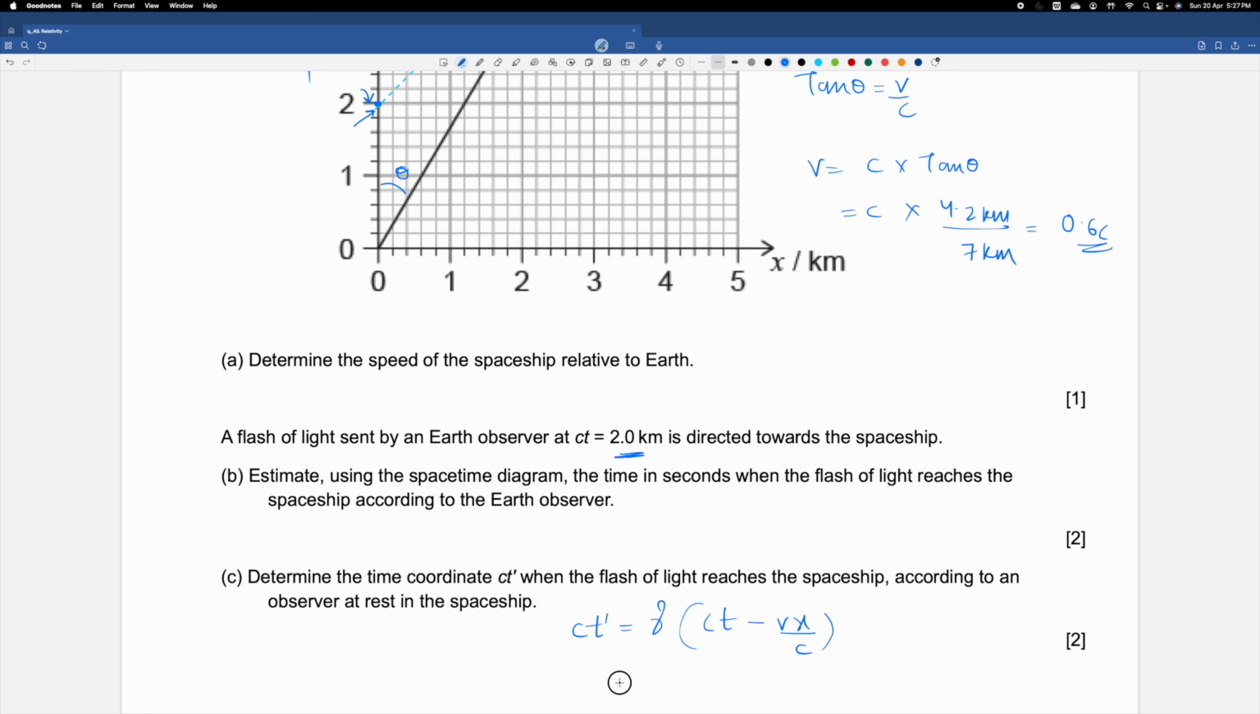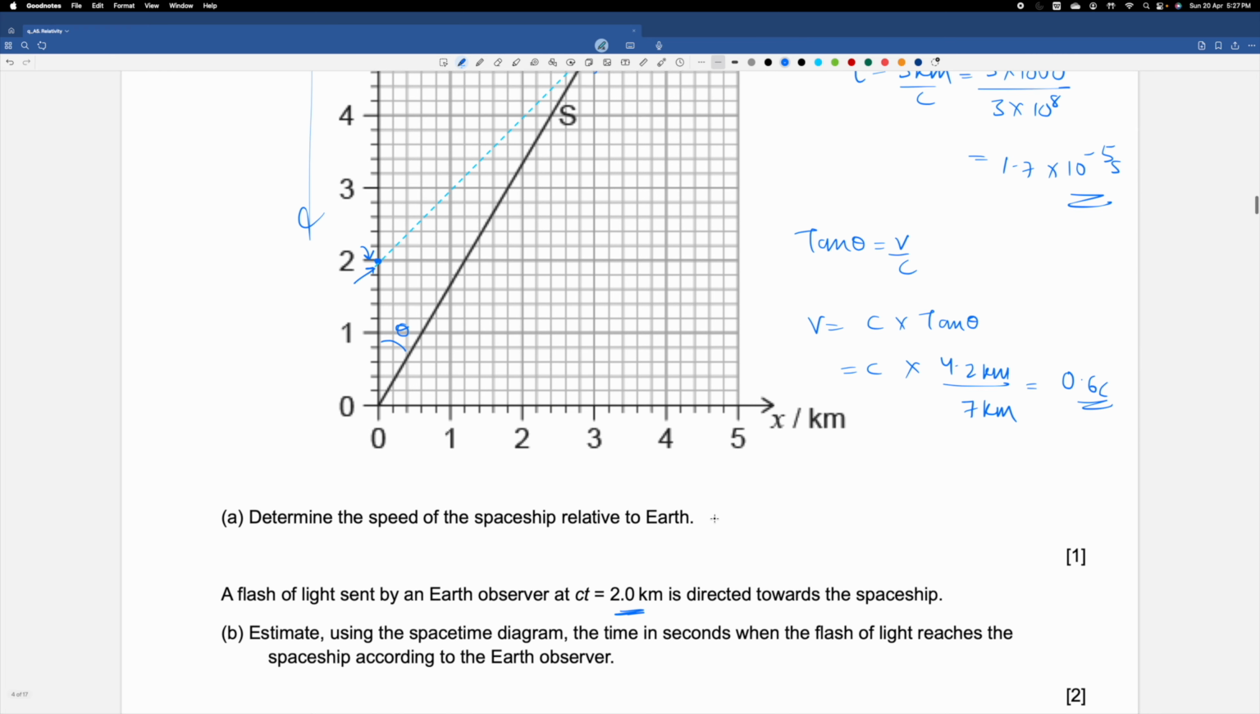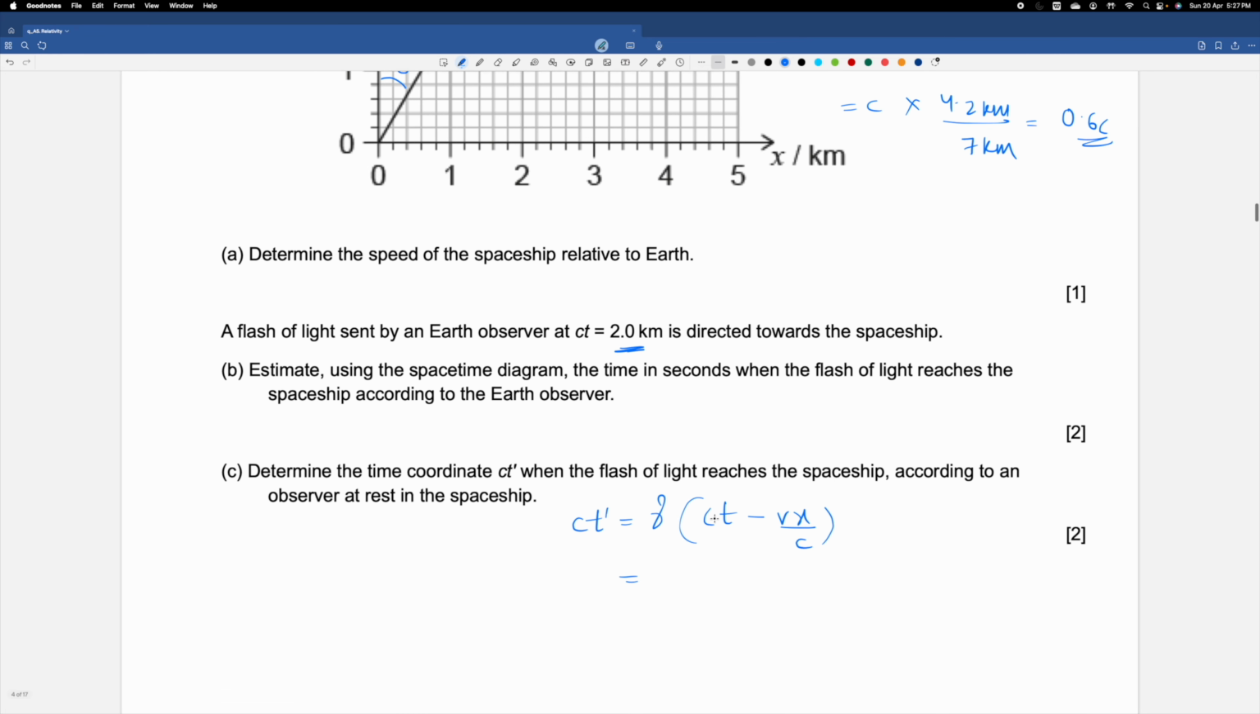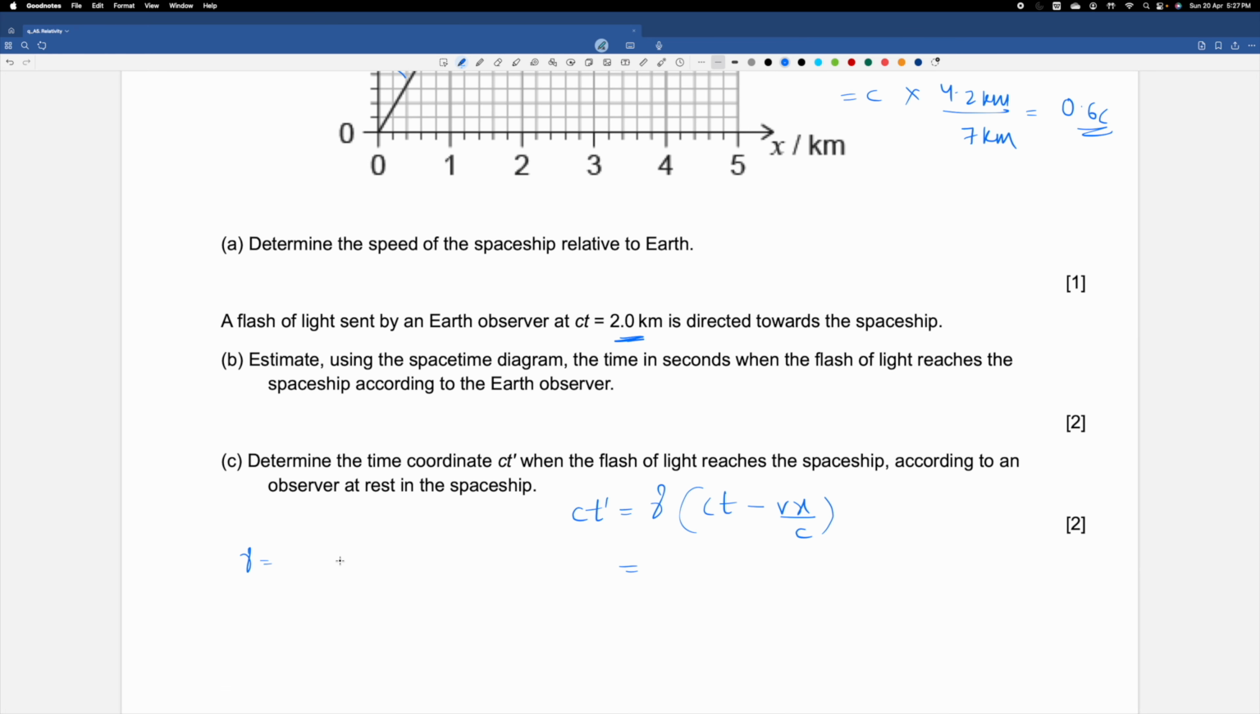We have not calculated the value of gamma yet, so we have to calculate it separately, which is going to be 1 divided by the square root of 1 minus v squared over c squared. Let me use the calculator. That gives you 1.25. So that's 1.25 times the value of c times t.